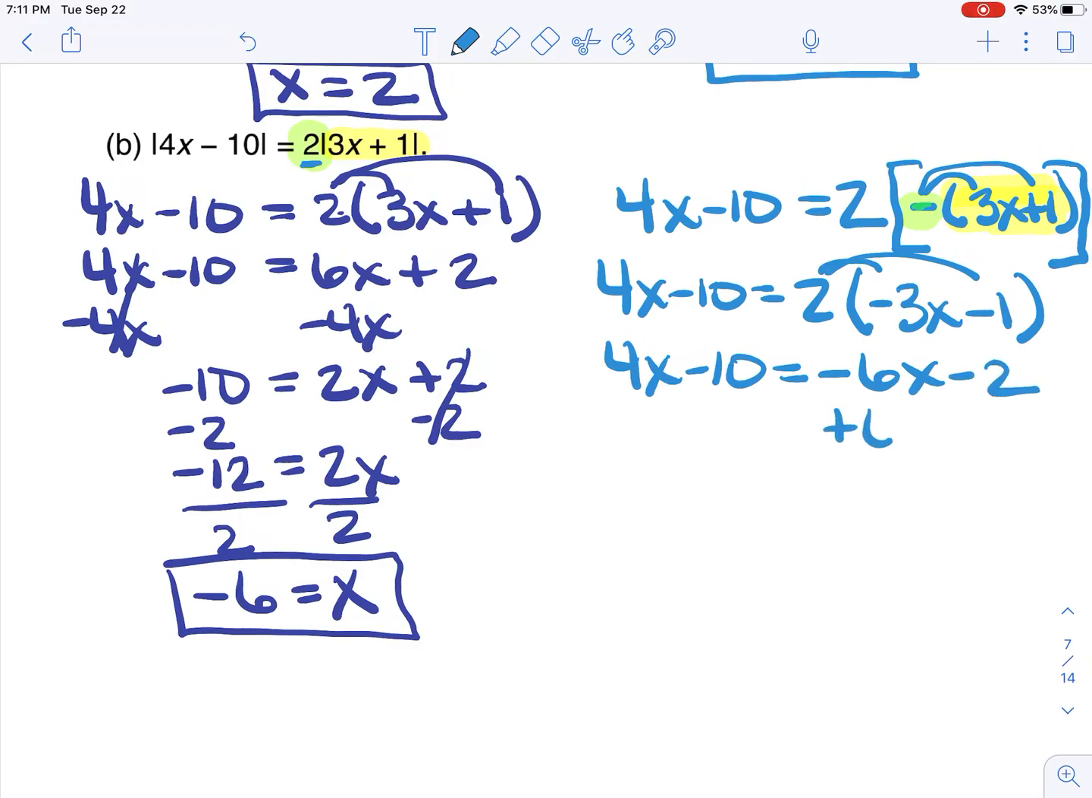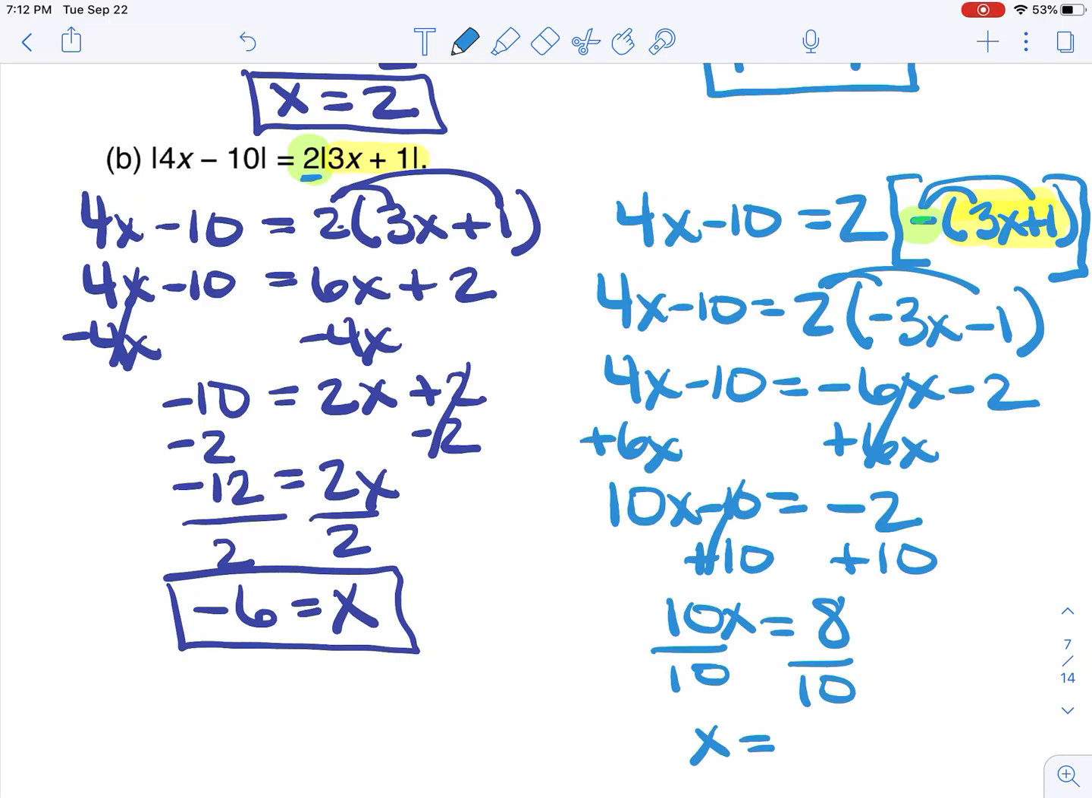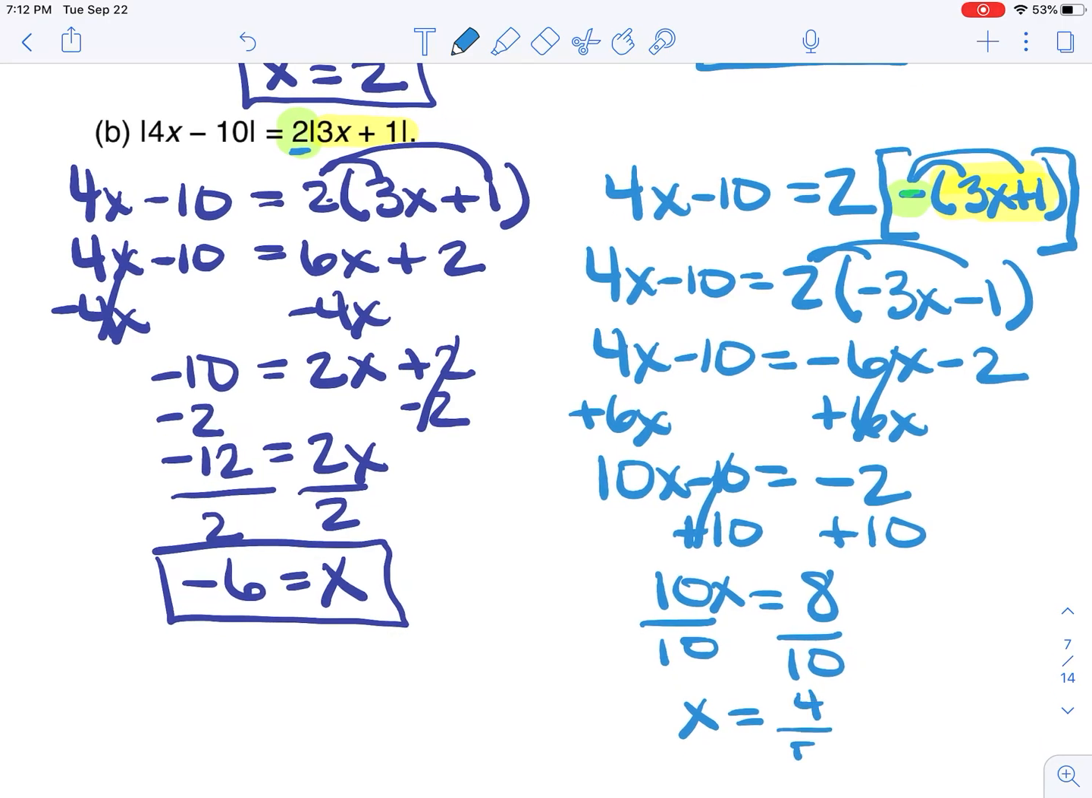Okay, I'm going to add 6x to both sides here to make my variable positive. So this is going to cancel out. This is going to be 10x minus 10. Bring down the negative 2. I'm going to now add 10 to both sides because that's a 0. And so 10x is going to equal 8. I'm going to divide both sides by 10. And so x is going to equal 8/10, and that reduces to 4/5. Or if you want to write it as a decimal, that's fine too.